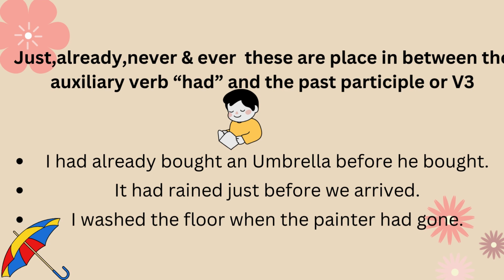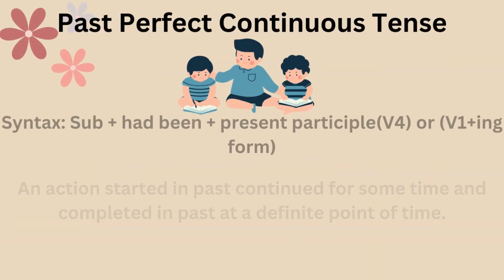That means the painter had gone is in the past perfect tense, and I washed the floor. Here, washed is a regular verb ending with ed, so this is in the simple past tense. So these are the examples. You can get a clear idea about what the past perfect tense is.